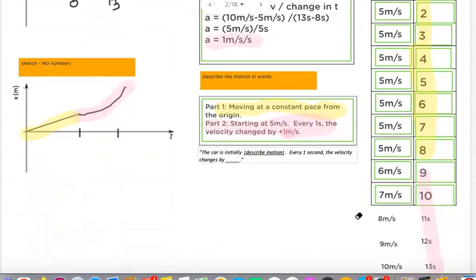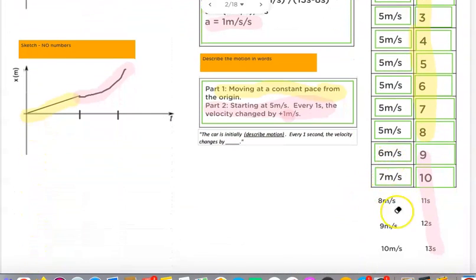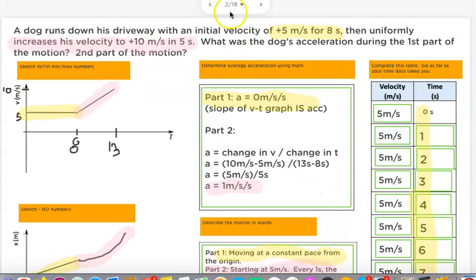And if I scroll a little bit, I kind of ran out of table space here, so I just extended beyond it. So you see the acceleration of 1 meter per second per second. So at 8 seconds, it starts increasing by 1 each second. Okay. All right, so you can go back to that if you need.